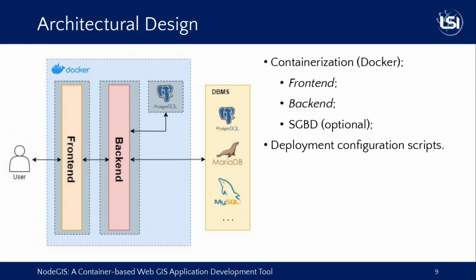NodeGIS uses Docker containers to deploy the application. The deployment consists of two images, one for the frontend and another for the backend, in addition to a PostgreSQL container that stores spatial data. The architecture of NodeGIS is designed to facilitate the development and deployment of WebGIS applications by providing a container-based solution that simplifies server configuration and makes it easy to deploy applications on different platforms. Also, along with the application, we provide configuration scripts that also help to make the experience of using NodeGIS as simple as possible.